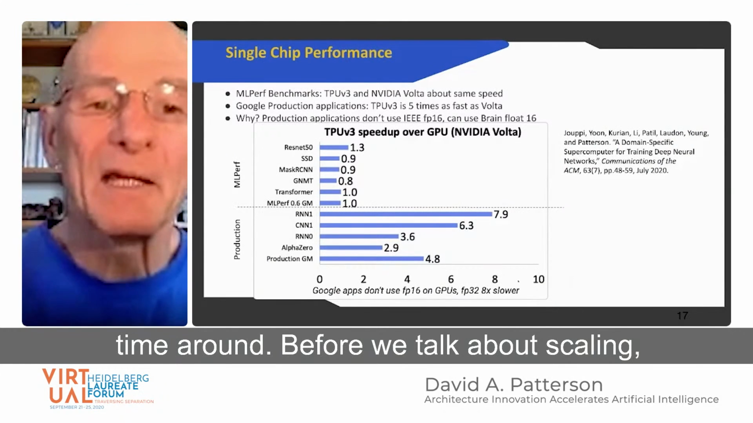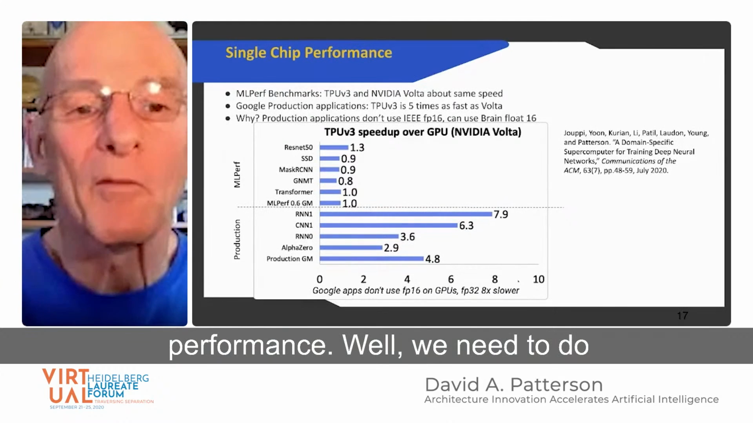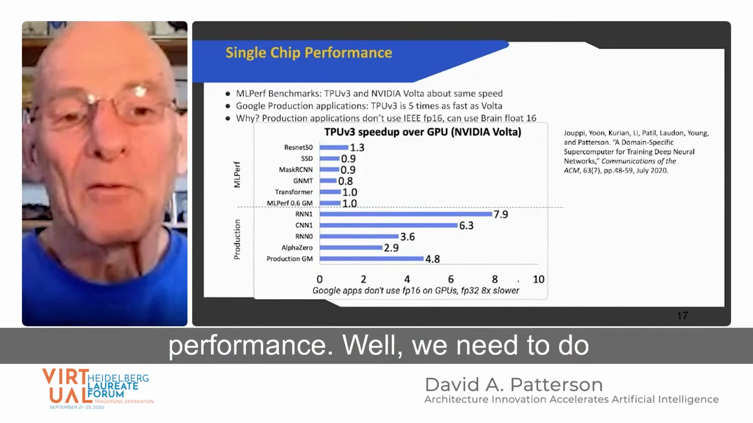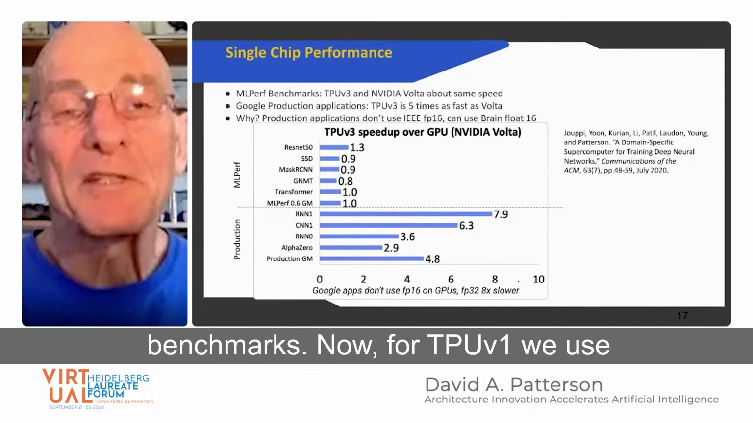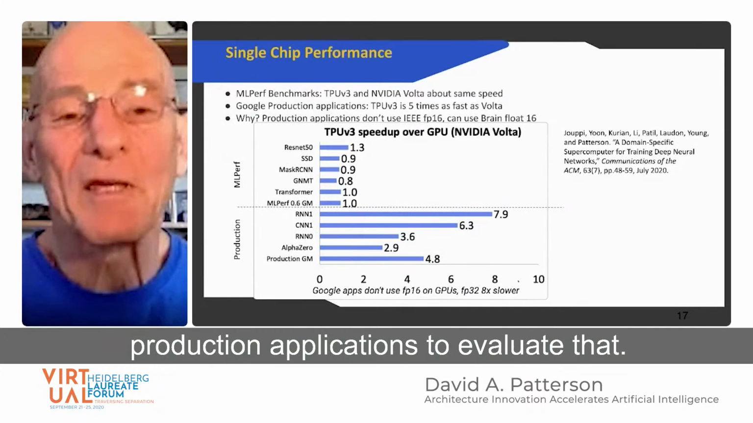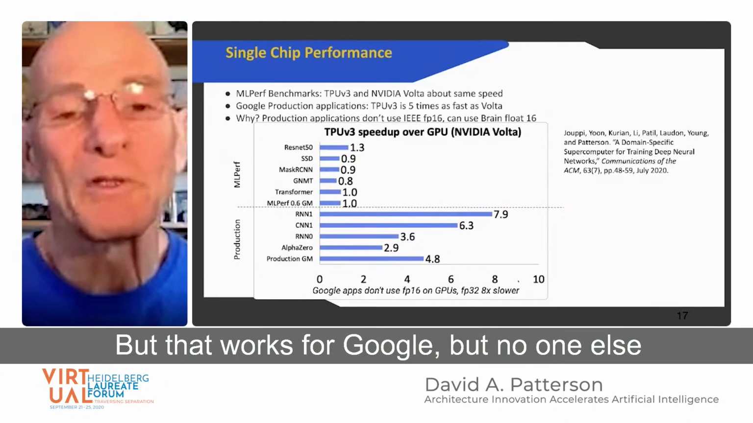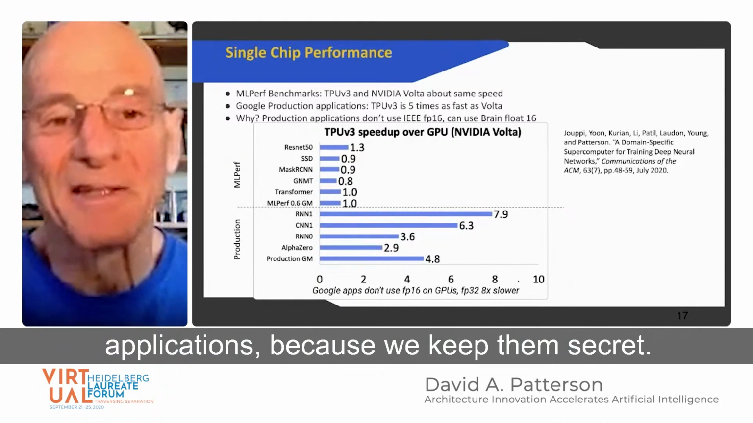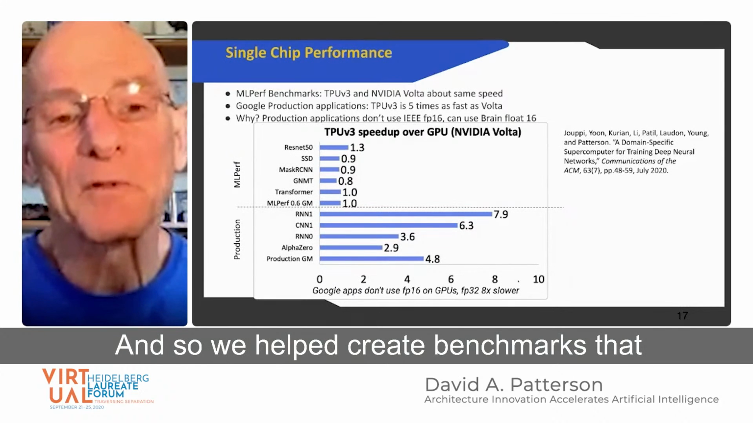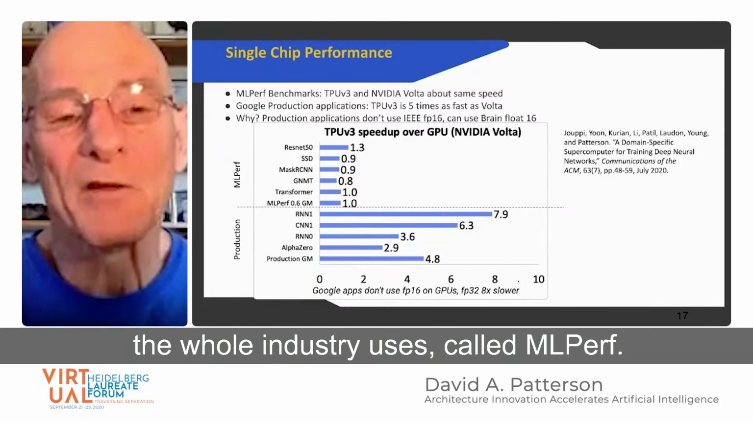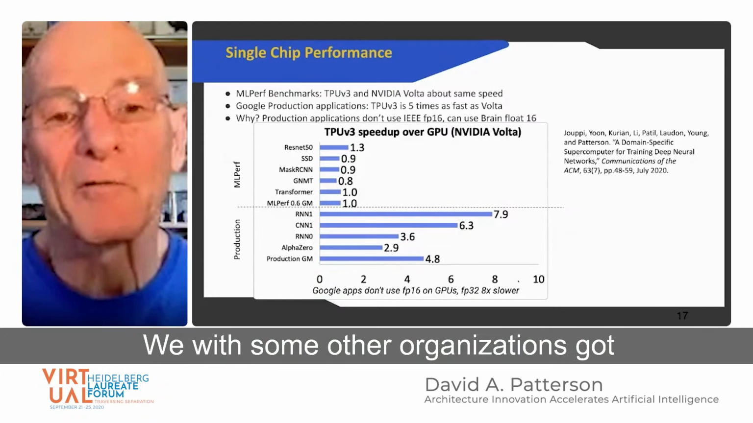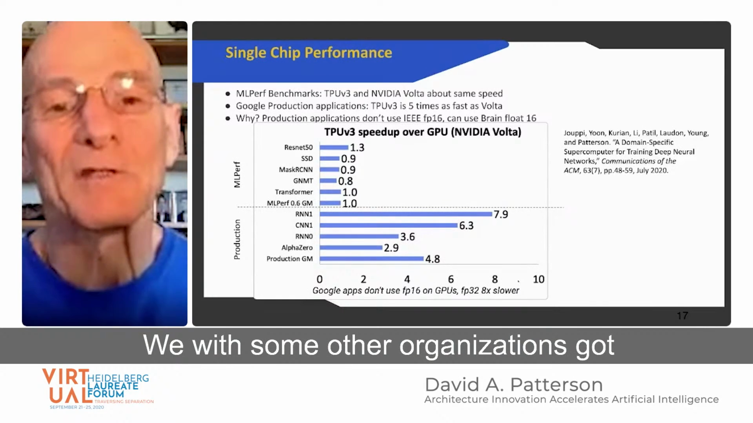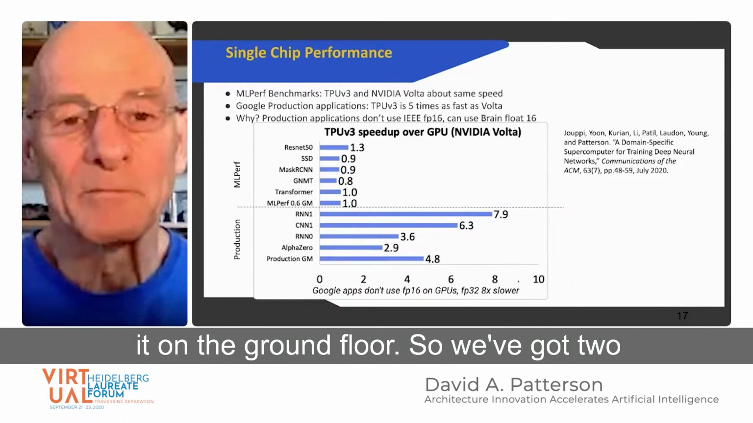Before we talk about scaling, let's talk about individual chip performance. Well, we need to do benchmarks. Now for TPU v1, we used production applications to evaluate that, but that works for Google, but no one else could use Google's production applications because we keep them secret. And so we helped create benchmarks that the whole industry uses called MLPerf. We, with some other organizations, got it on the ground floor.